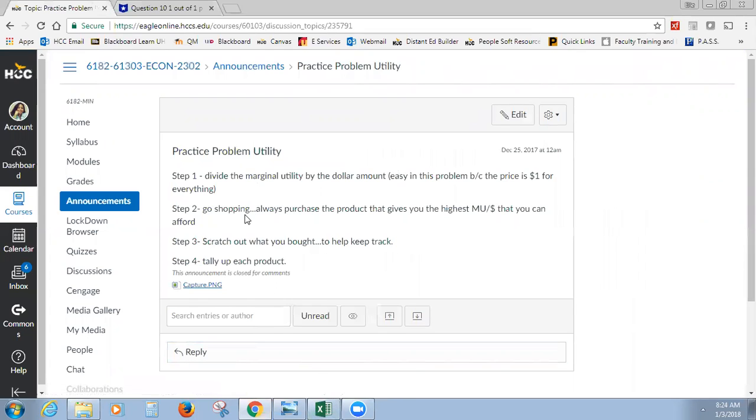Then the next one, you go shopping. Always purchase a product that gives you the highest marginal utility per dollar. And then 3, scratch out what you bought to keep track, and then tally up the products.